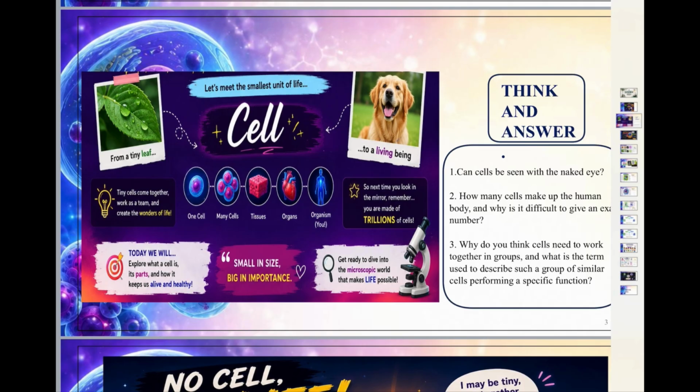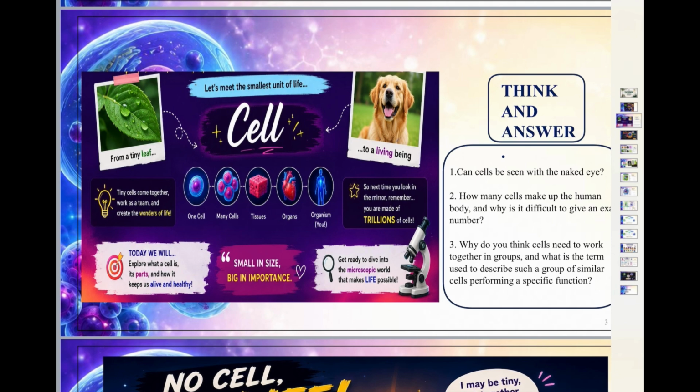Can cells be seen with naked eyes? No, right? Because cells are so small in size, you cannot see them with naked eyes. You need a microscope to check the cell, to check the anatomy of the cell. Now, what is anatomy? Anatomy means the internal structure of the cell. To study that, you need a microscope.